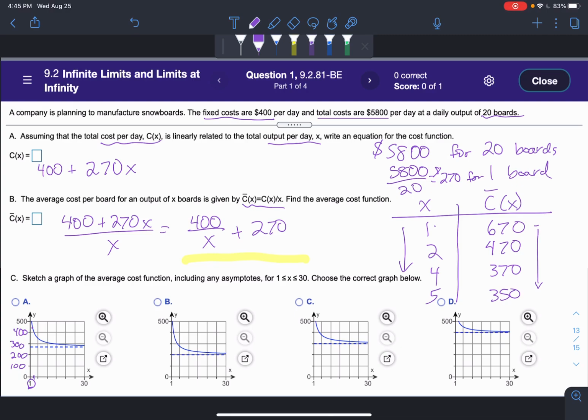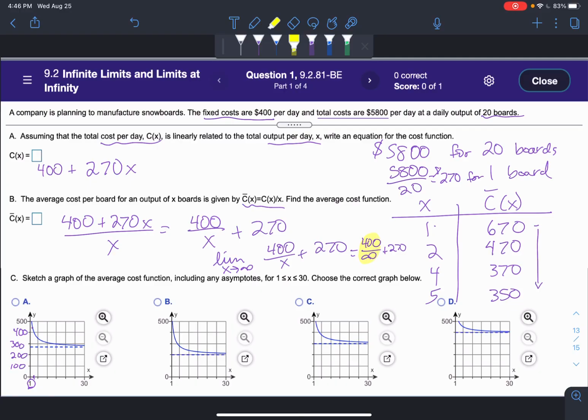Let's think about the limit as x goes to infinity of my average cost function, 400 over x plus 270. If I plug in infinity, I get 400 over infinity plus 270. If we take a positive number and divide it by a really, really large number, that's going to go towards 0. And so this term is basically going to drop out for really large values of x.